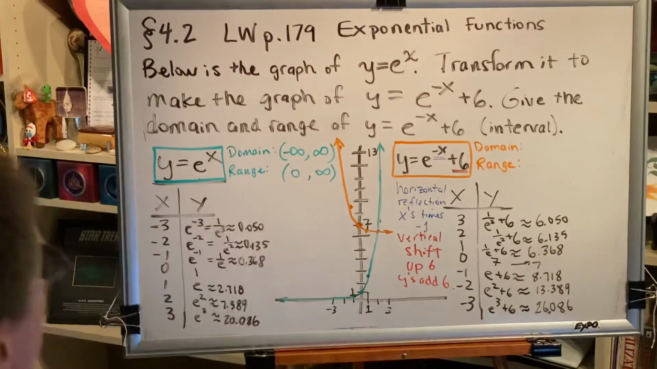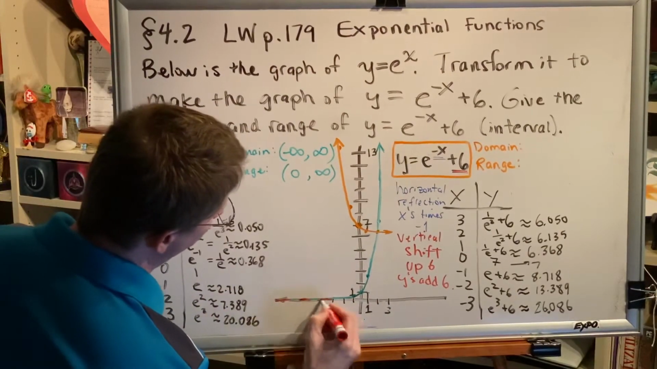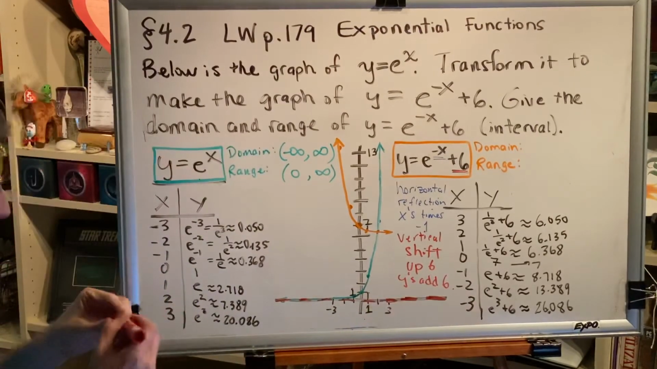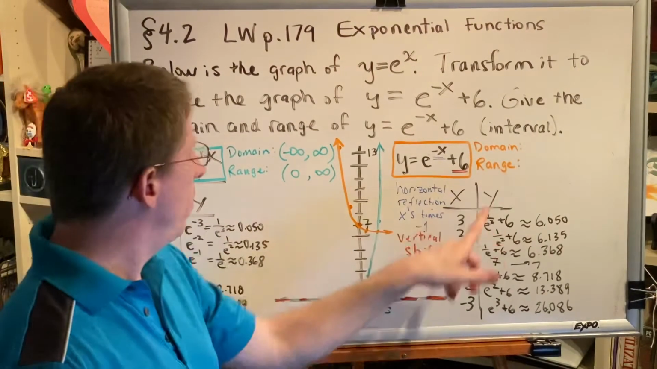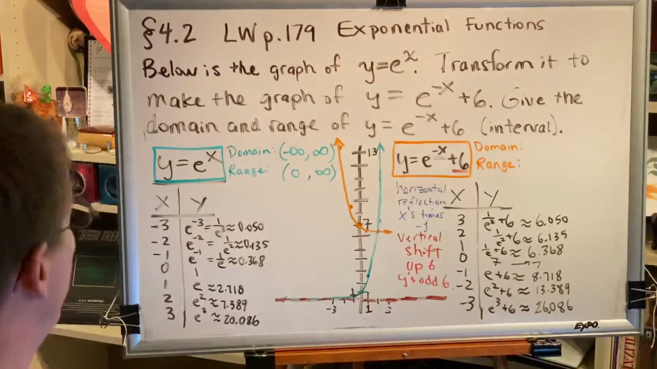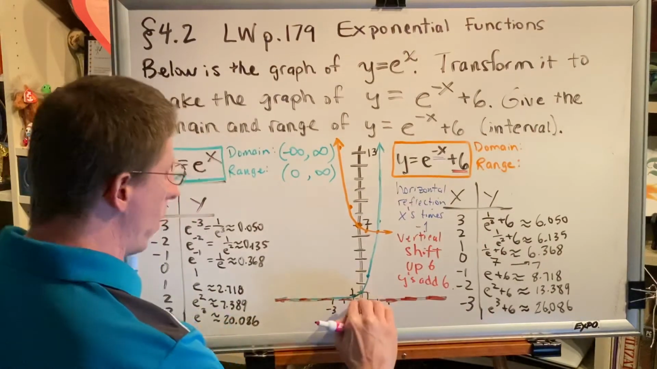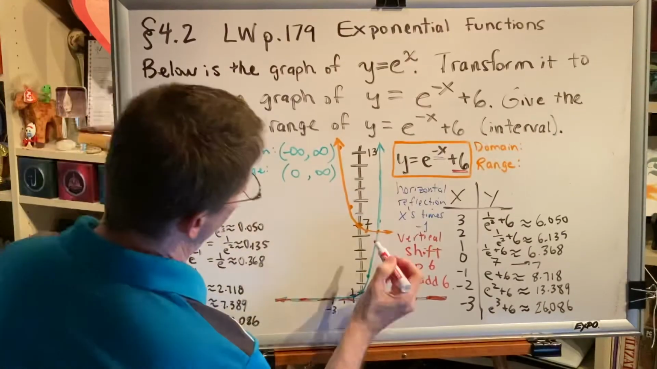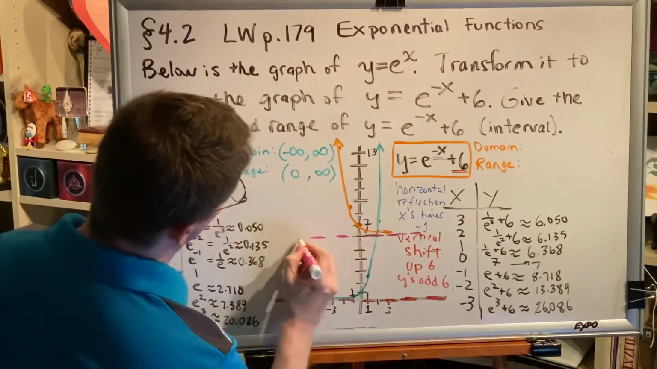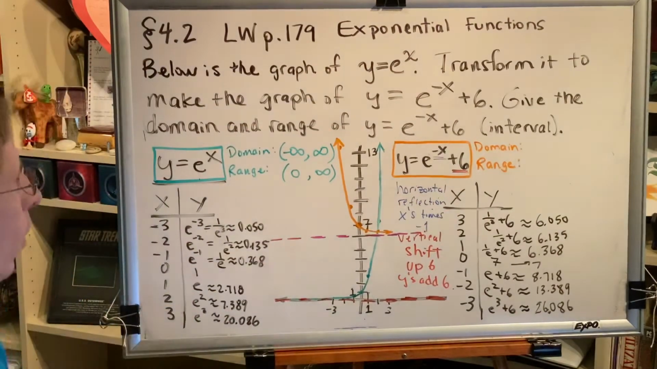Okay. The original graph, the green graph, had the x-axis as its horizontal asymptote. But we noticed that the transformation means that we need to go up 6. Well, when you go up 6, that moves the asymptote as well. So instead of the asymptote being at a height of 0, it's now at 1, 2, 3, 4, 5, 6. It moves all the way up here. And our horizontal asymptote, this is the new line that the new curve approaches.